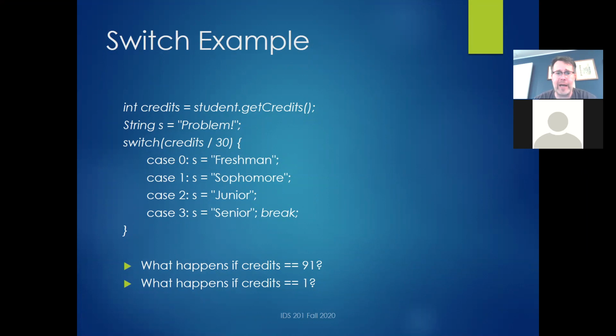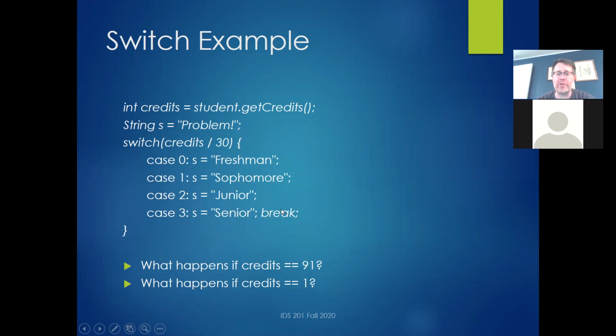So remember, integer math, if we take this credits value divided by 30, any fraction gets dropped. So if we can reduce our set of credit options to a set of simple cases, right? So case 0 equals freshman, case 1 equals sophomore, right? 0 to 29 credits freshman, 30 to 59 credits is sophomore, 60 to 89 credits is a junior, or case 3, 90 to 119 credits, you get senior, okay?